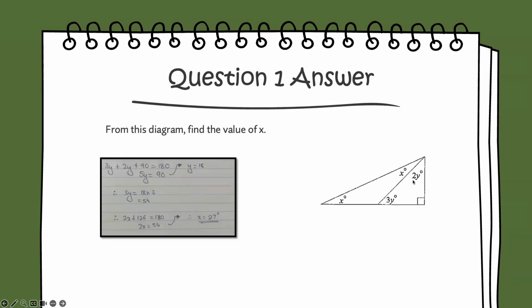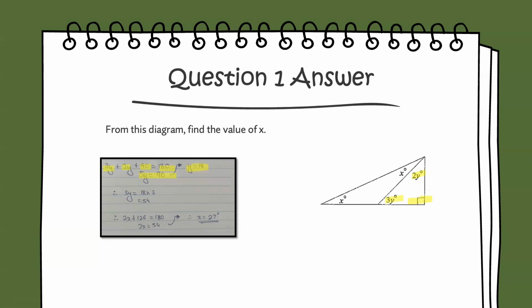Let's look at this right side triangle first. So we have 3y, we have 2y, and we have a right angle triangle. Now we know from the angles of a triangle that these three angles have to add to 180. So that means that 3y plus 2y plus 90, right angle is 90, has to equal 180. Now if we rearrange the equation and solve that, we get 5y is equal to 90, which means that y is actually equal to 18 degrees.